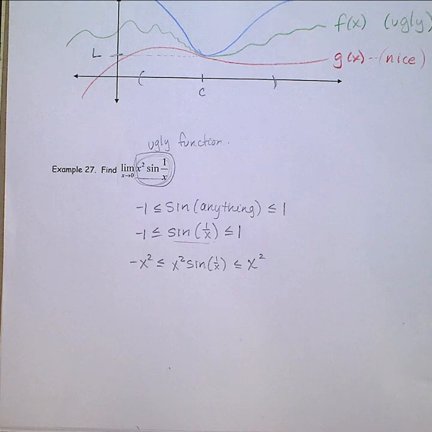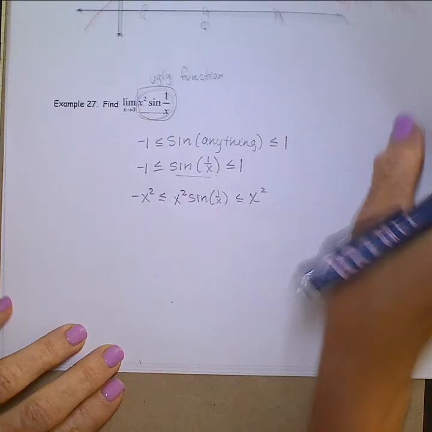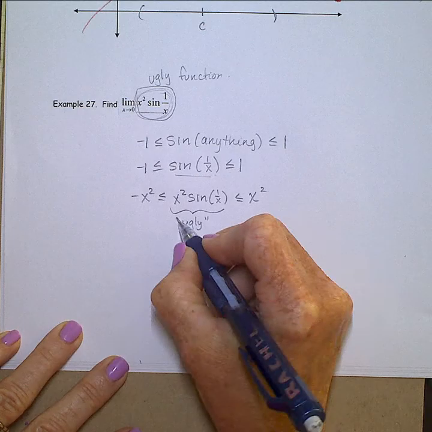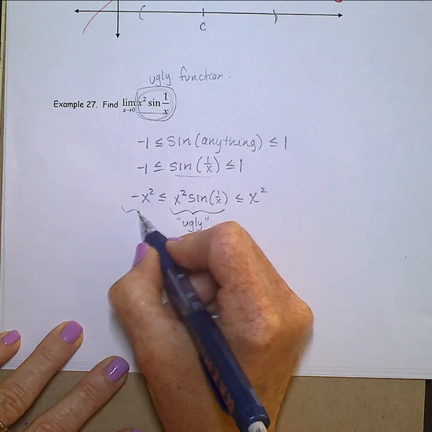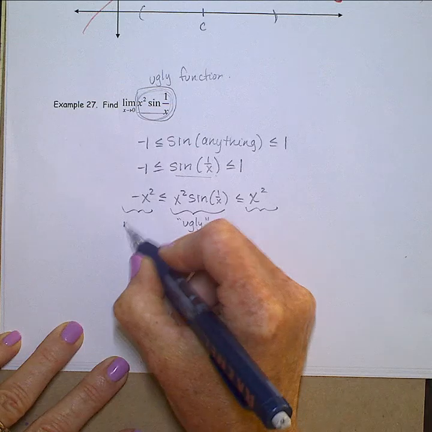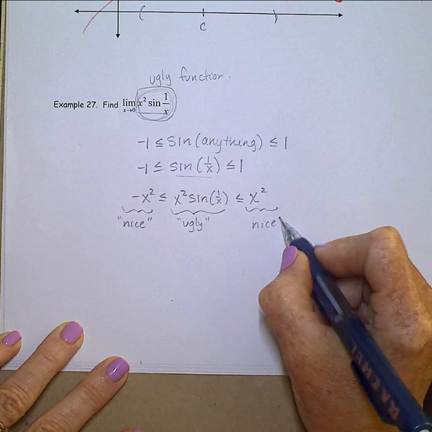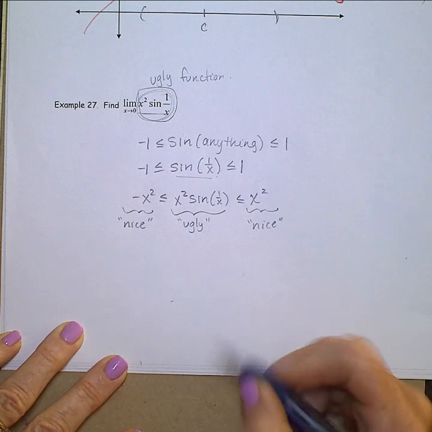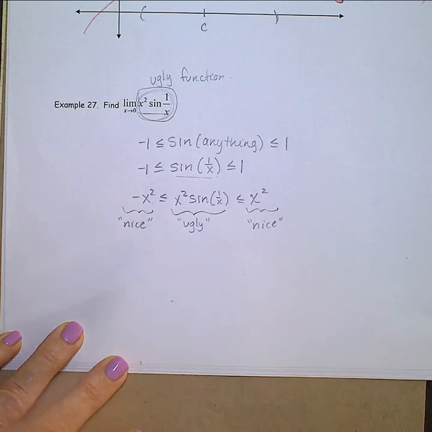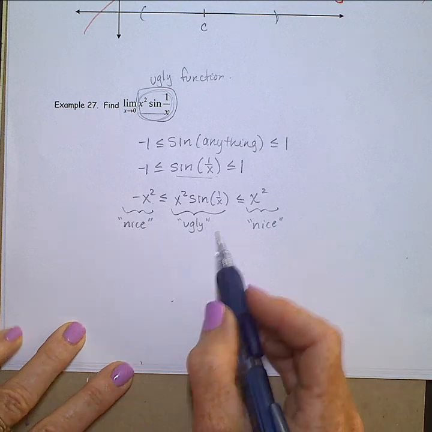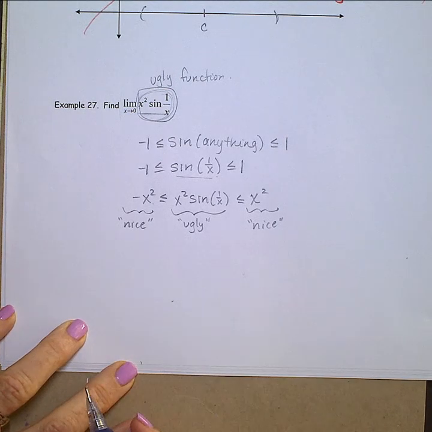Everybody okay algebraically? All right, look what we have. We have now our ugly function trapped between two nice functions. And by nice functions, I mean, can you find the limit as x approaches anything of -x squared? Yeah, you could plug in any number into that, so we're good to go. But we still need to work through this limit part, so here's what we show.